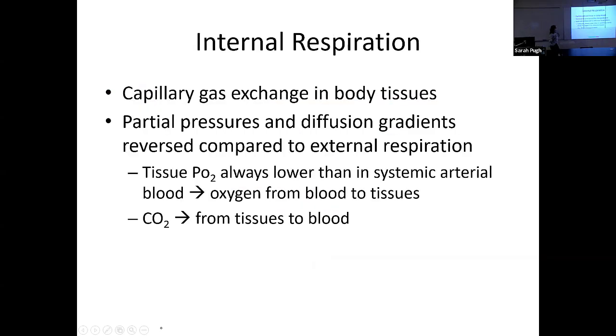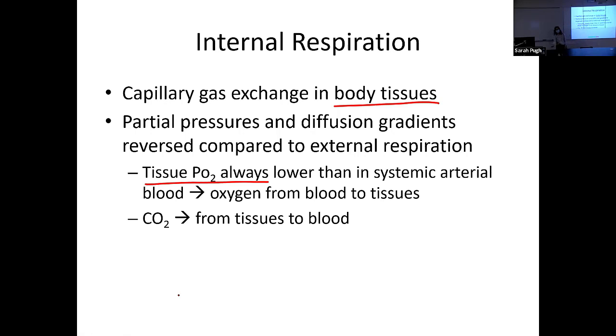So that's external respiration. That's what's happening here in the lungs. We also have internal respiration, which is gas exchange in the body's tissues. And so it's very similar, but the partial pressure gradients are just reversed. They're just the opposite. So oxygen levels in the tissue are always going to be lower than what's in the bloodstream, right? Because you're taking nice oxygen-rich blood into a tissue. So what's in the tissue is always low.